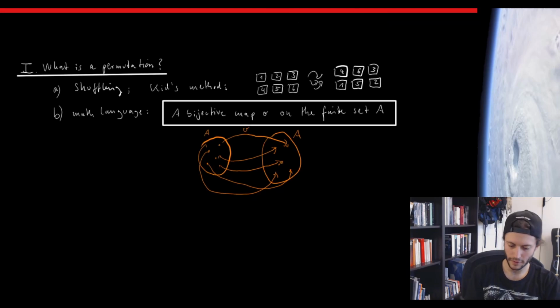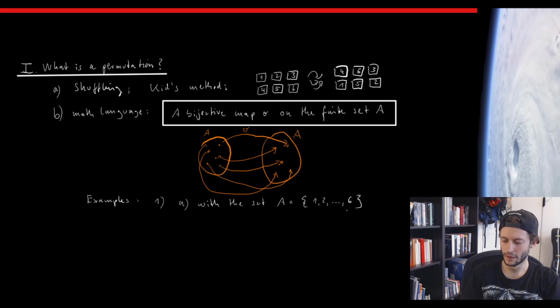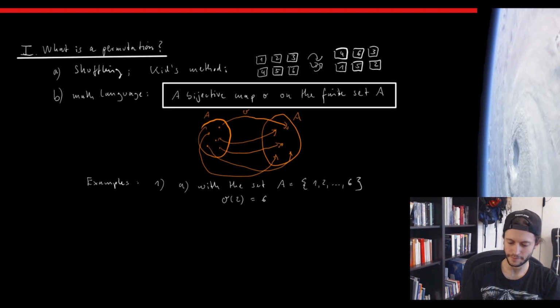Let's have some examples. The first one is the one in A already, like A with the finite set. A equals the numbers 1 until 6. For example, sigma of 2 equals 6 in that example.